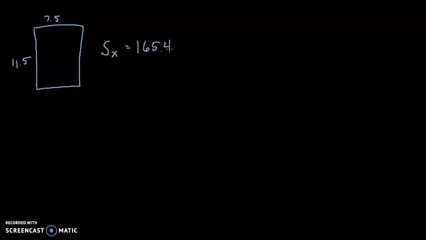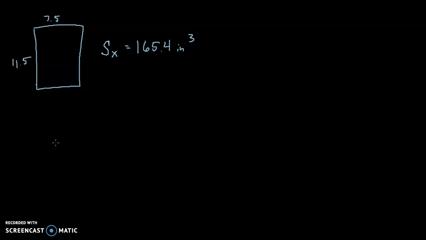Okay, we are continuing with our Chapter 14 video for Strength of Materials. At the end of the last video, we were looking at a timber cross-section that was 7.5 inches wide and 11.5 inches tall, and we calculated that it had a section modulus of 165.4 inches to the third. Now we are going to use this section modulus in example 14.2.